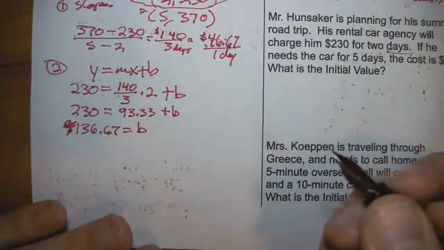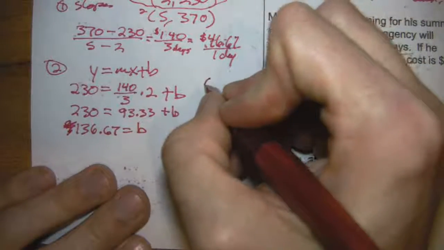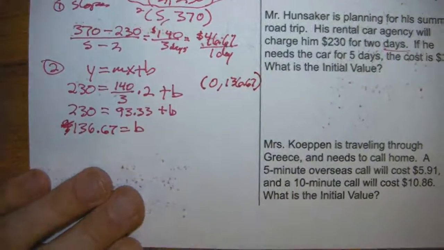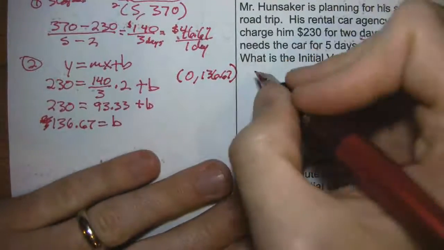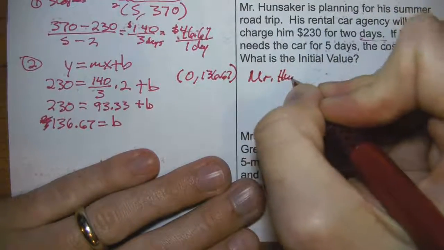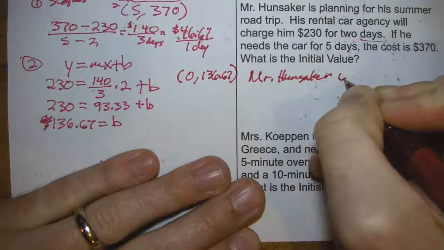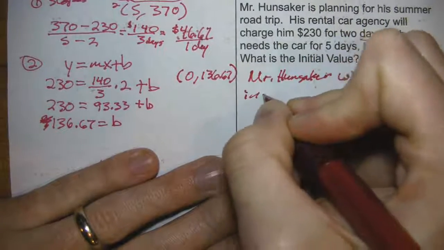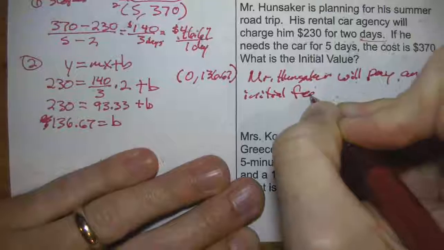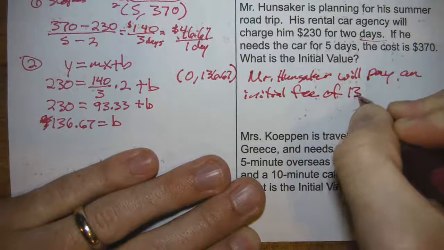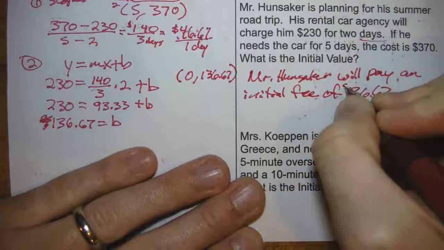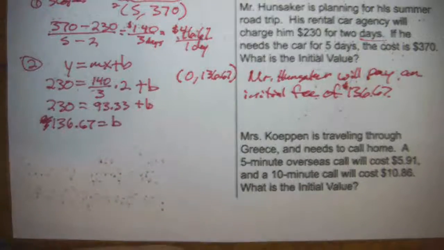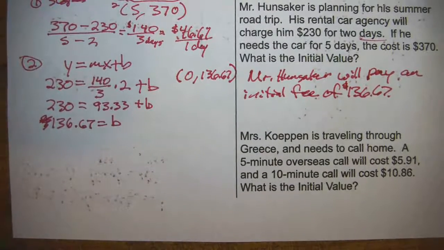So one way to write it is as a y-intercept. So we could write it as (0, 136.67), and that's fine if we were going to graph it. If we're going to talk about it in context, though, we could say that Mr. Hunsaker will pay an initial fee of $136.67 for his car. So in other words, before he ever hits the road, before any miles are taken, he's going to owe the rental car agency $136.67 just for the joy of renting the car.